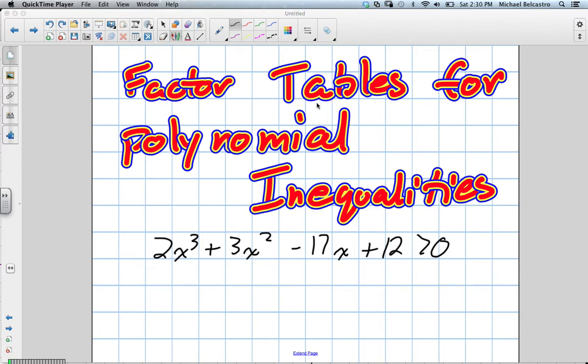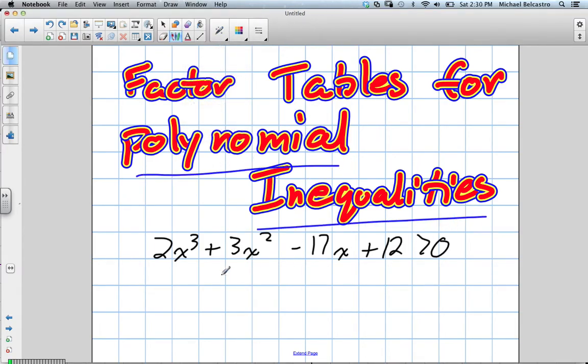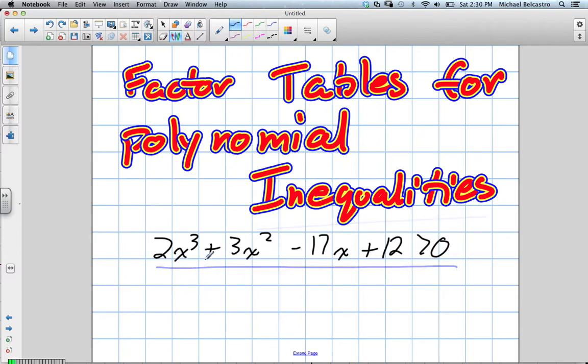Okay. That same question we just did with polynomial inequalities, we went through the kind of long way of solving it. First thing we did was factor, okay? So you'll just have to relook over factoring if you don't quite remember it. But this equation, the first thing we have to do is essentially factor it.